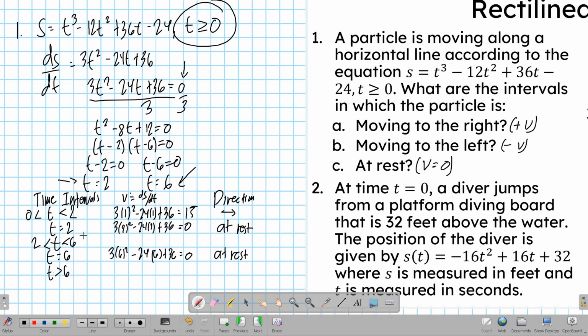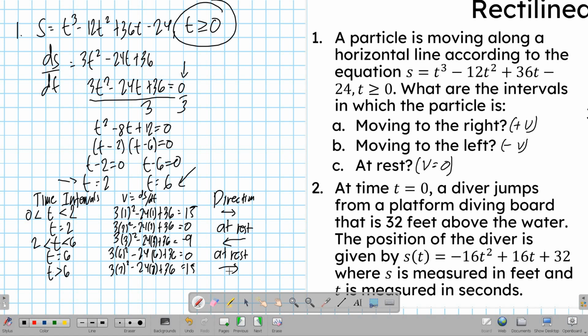Now somewhere in between, we can choose any number, say 3, the smallest integer. So 3 times 3 squared minus 24 times 3 plus 36 gives us negative 9. This is negative, so it goes to the left. Now for t greater than 6, the smallest integer is 7. Therefore, this becomes positive 15, so it moves to the right.